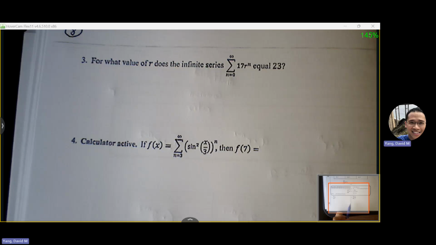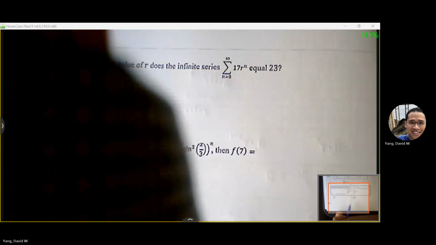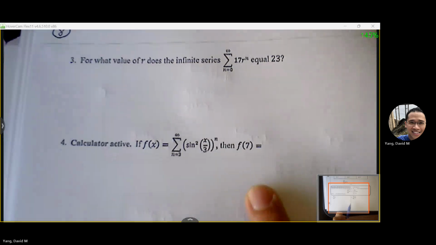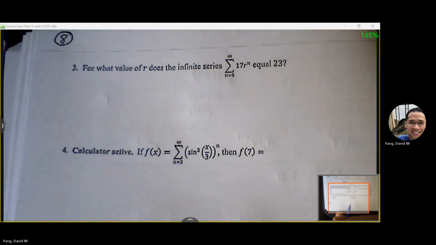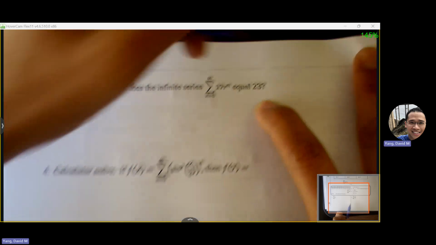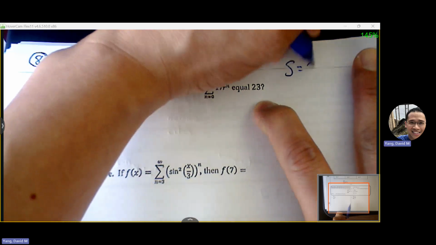Page 8. For what value of r does the infinite series summation of 17r to the n equal 23? So we want a sum of 23.